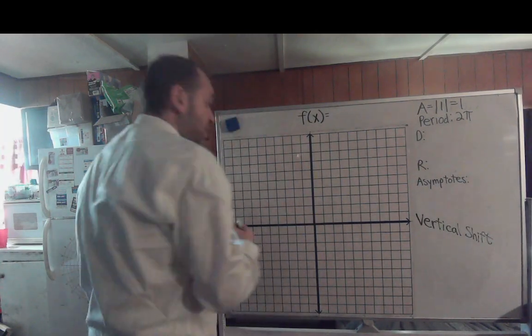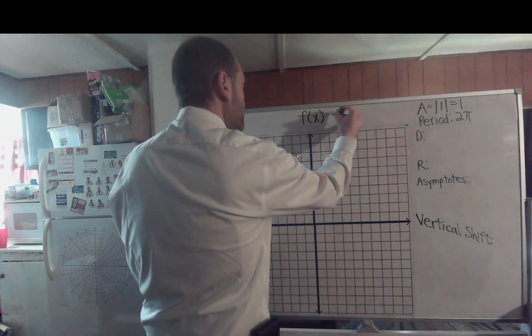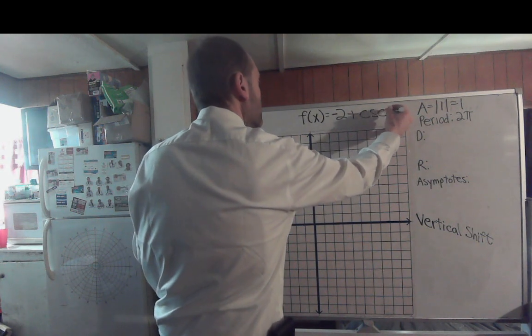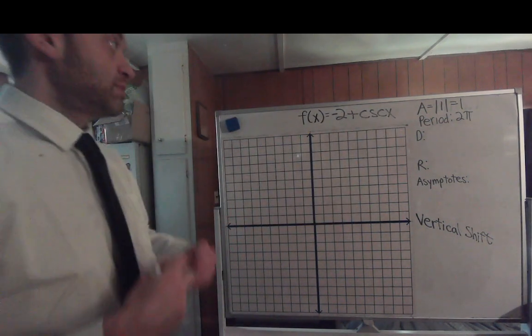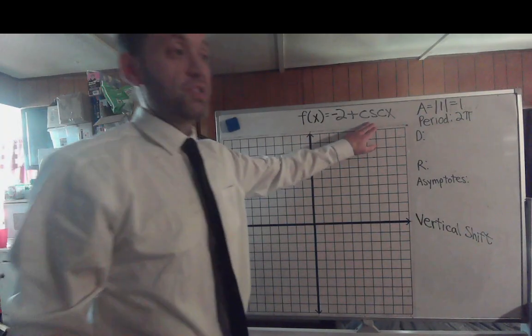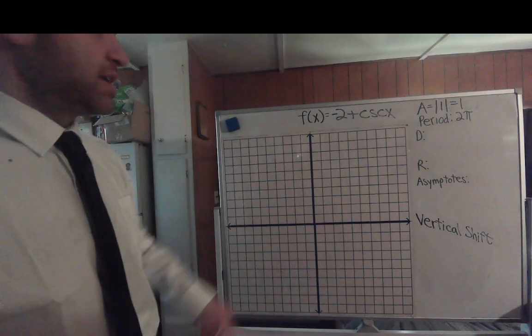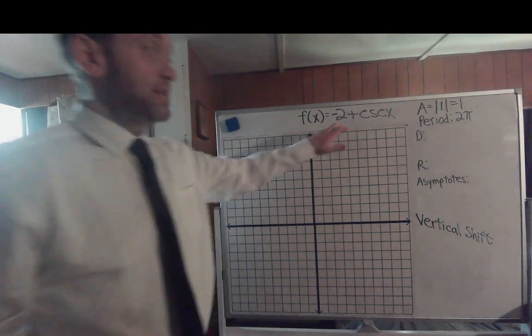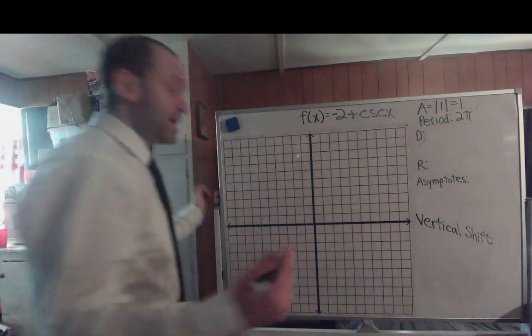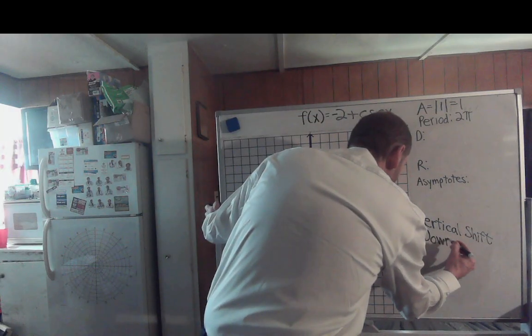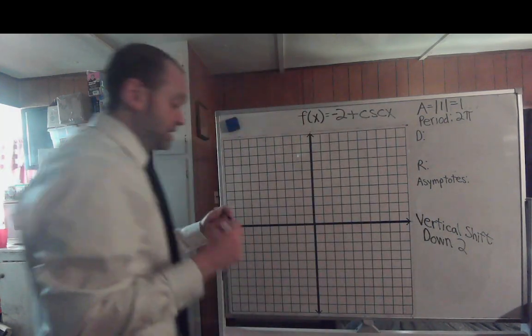We're going to do a vertical shift on the cosecant this time. So f of x will equal -2 plus the cosecant of x. So f of x equals -2 plus the cosecant of x. Alright, so that -2 plus that means it's going to be a vertical shift down 2 units. So we have a vertical shift this time down 2 units.